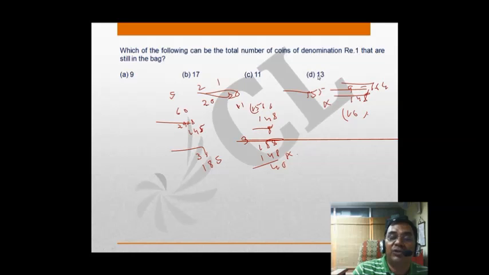Now why am I dividing by 3? Because every 5 is replaced by 2, the loss is of 3 rupees. Okay, so 7, 33 into 5 is 165. So 172, and minus 148 is 24, which is divisible by 3. So this is the answer.